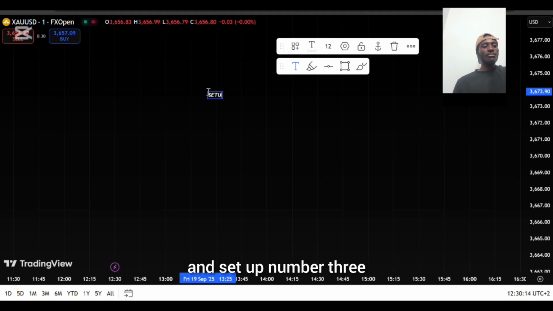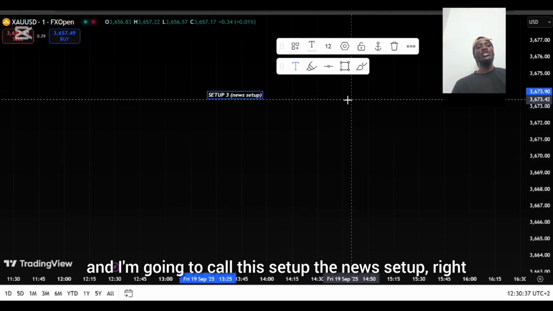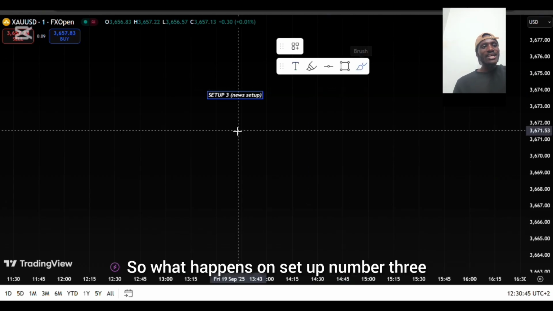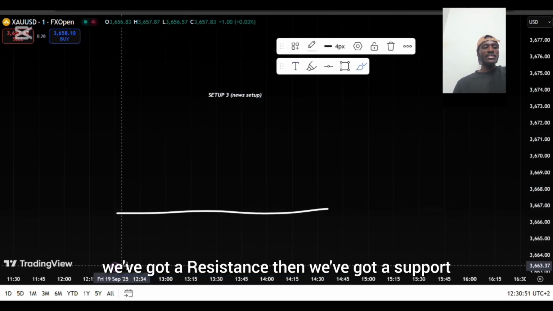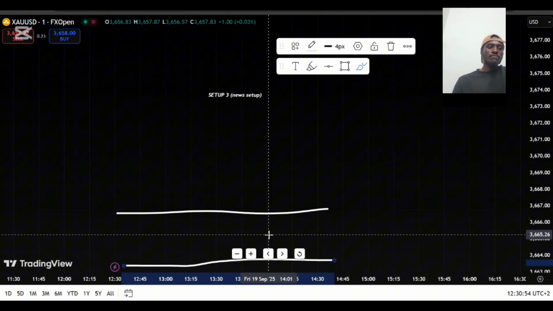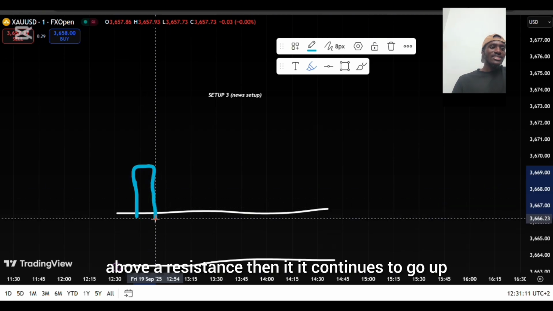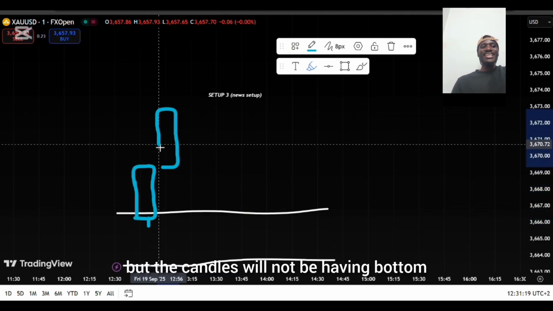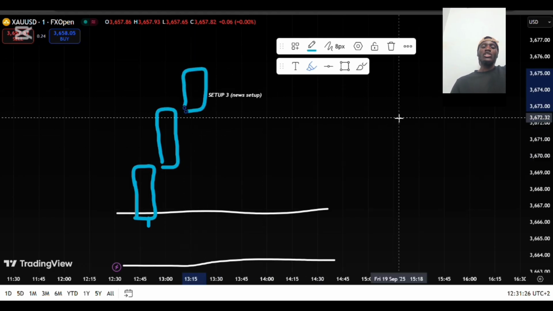Now we go on setup number 3, which is the last setup, and I'm going to call this setup the news setup. That is my news setup. So what happens on setup number 3? We've got a resistance, then we've got a support. Price breaks above a resistance, then it continues to go up, but the candles will not be having bottom and top wicks.